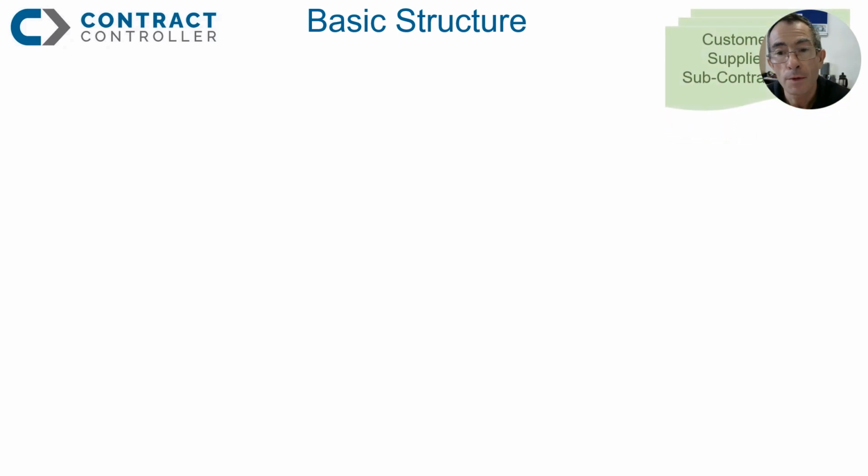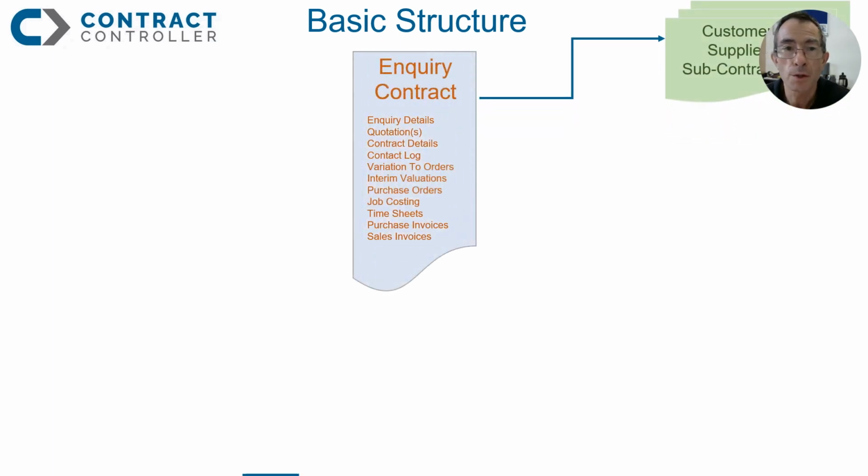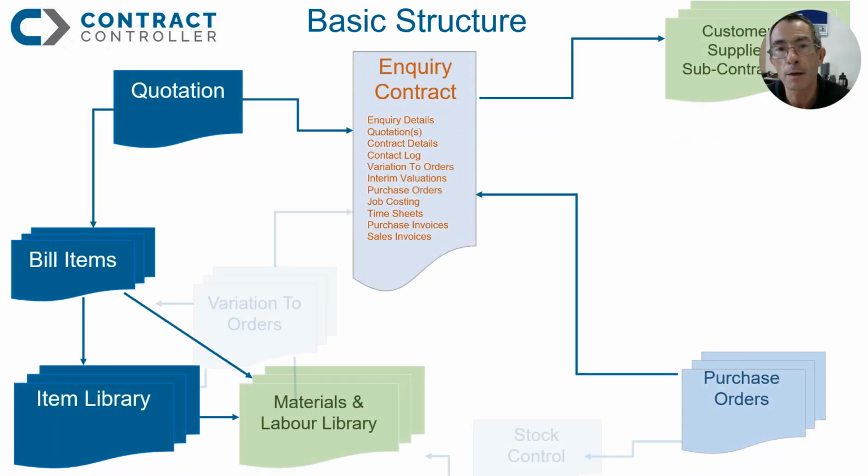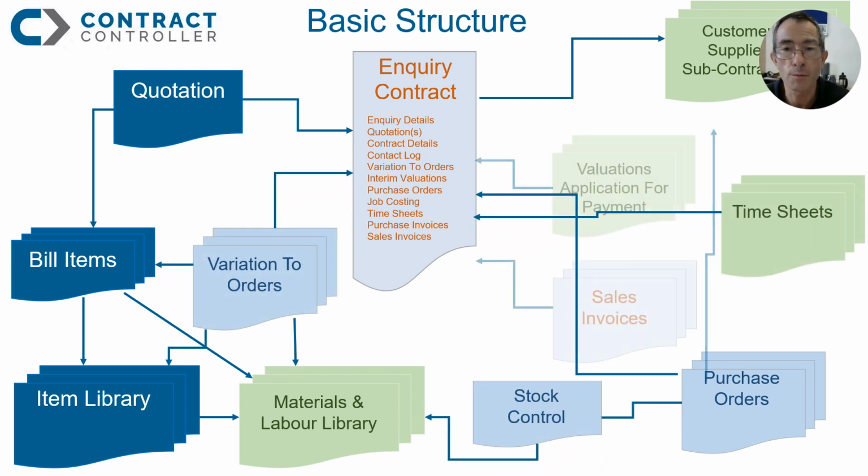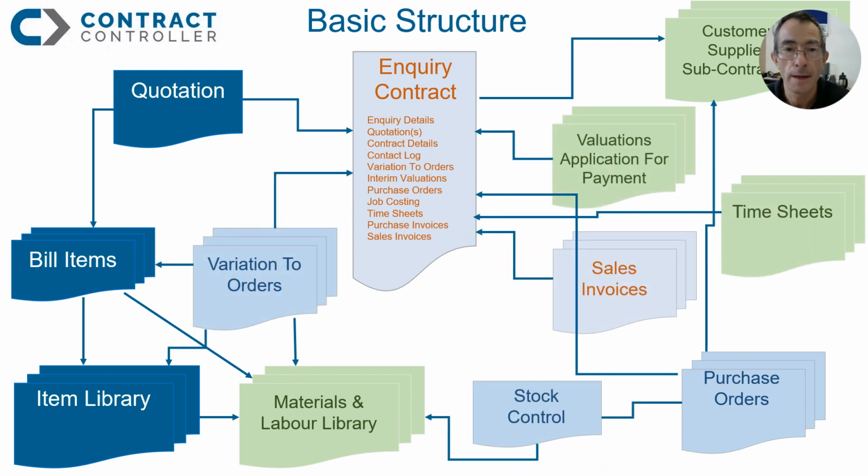The core areas are inquiries, quotations, contracts, material libraries, purchase orders, timesheets and sales invoices. Everything is interlinked and revolves around a contract.